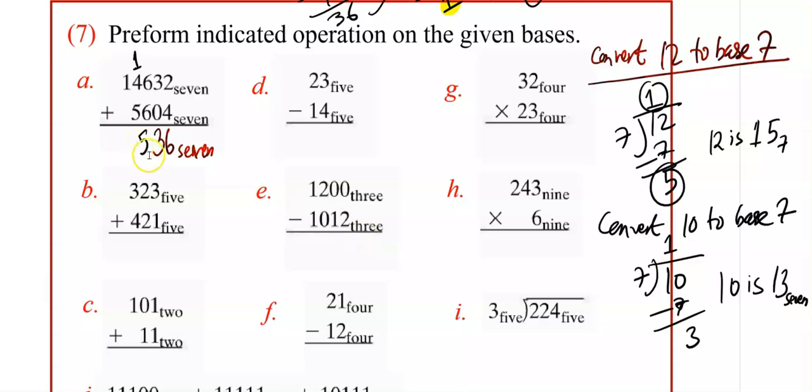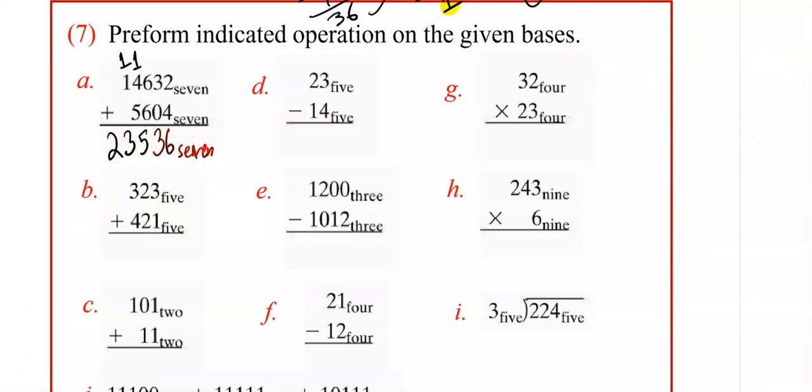Then what do you put here? You put 3 and bring 1 over here. Does that make sense? Now 1 plus 1, which is 2. Therefore, if you add this, the sum is going to be 2, 3, 5, 3, 6 in base 7. But notice that every digit here is less than 7.